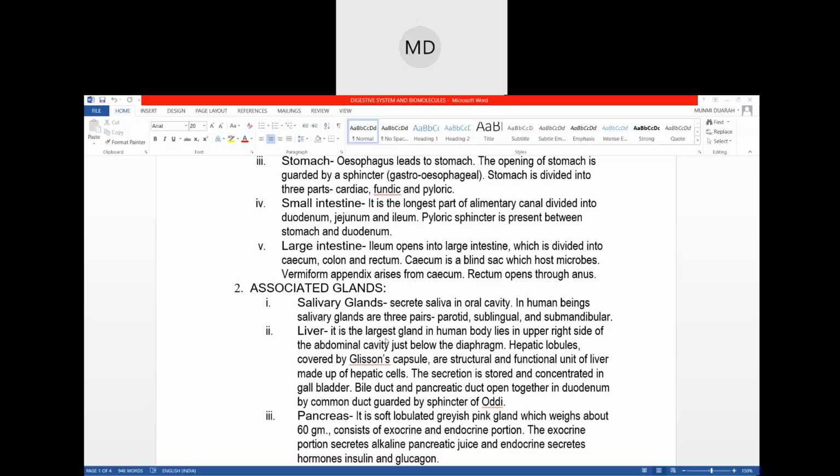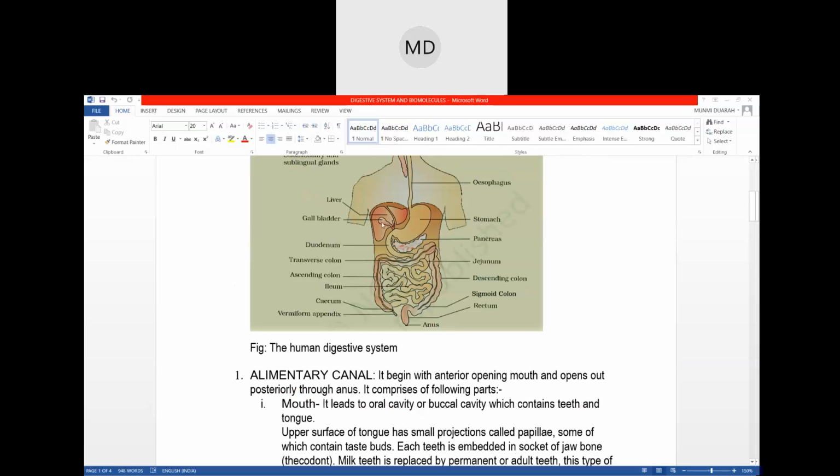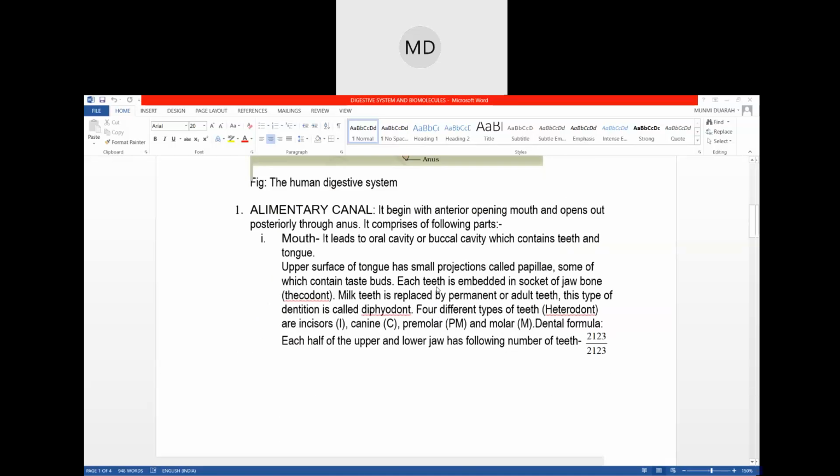If you donate your liver to someone, they will cut a piece from your liver and give it to that person. After a few years, you will have a full grown liver, and that person will also have a full grown liver. And the liver is the largest gland in the human body. The position here, I guess, is the liver. Yes, this one is the liver.